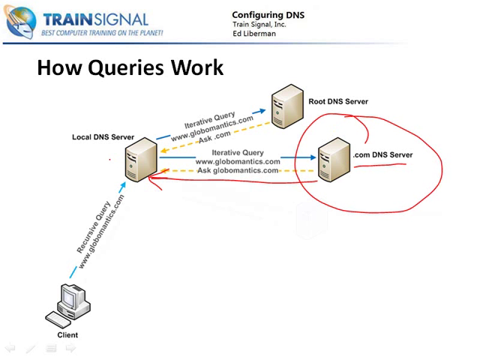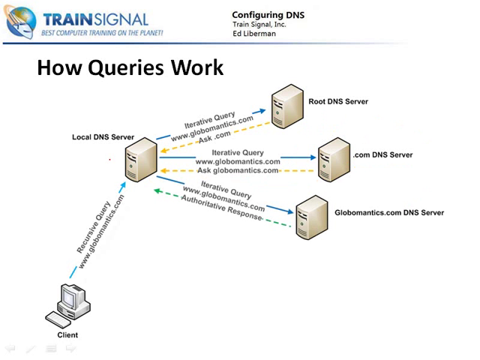So now that the local DNS server has that, it sends out yet another iterative query to the globalmantics.com DNS server. Now, because this DNS server is authoritative for that namespace, it is able to give the authoritative response back to the local DNS server with an IP address of www.globalmantics.com, and the local DNS server can then pass that IP address on to the client. So that's the entire process.